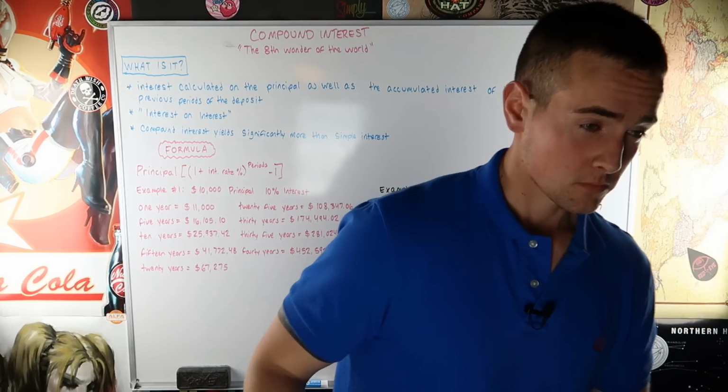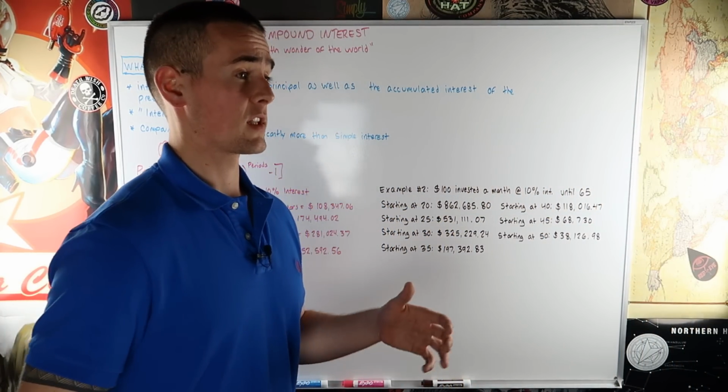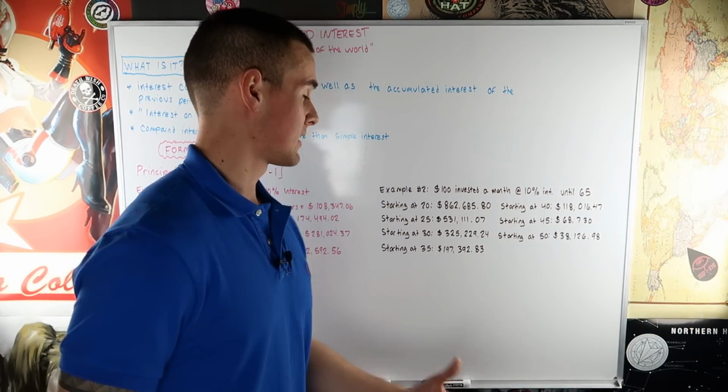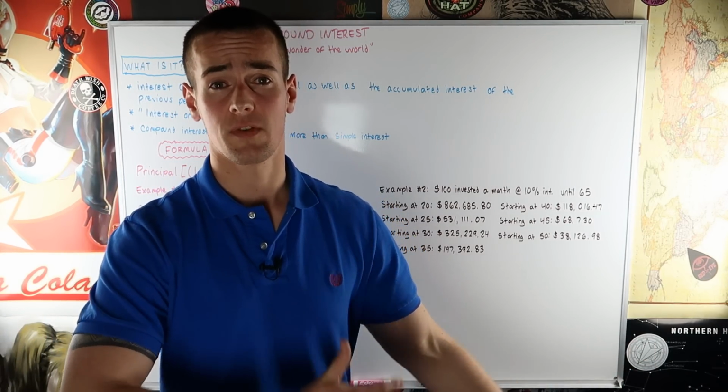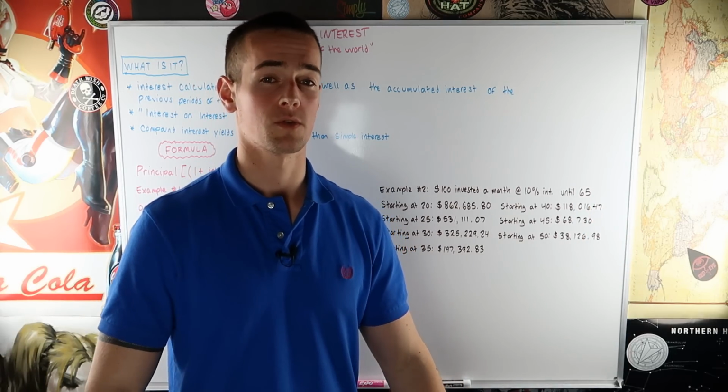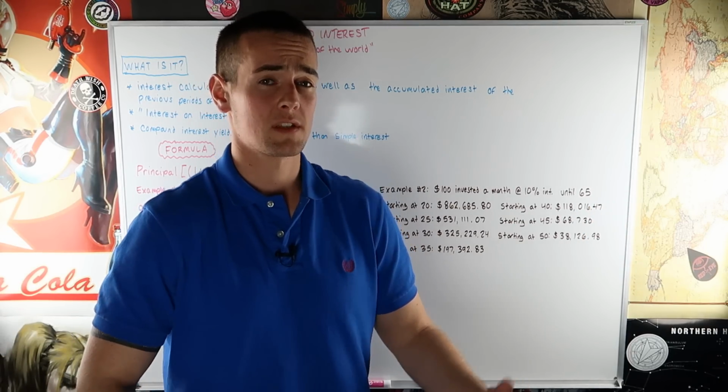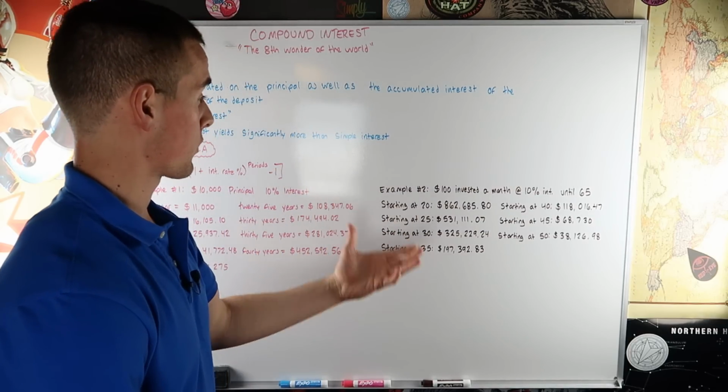Now, the next example is a little more realistic for you guys, because let's be honest, who has $10,000? Let's say you want to invest for 45 years. You want to retire at 65 years old. Who has 10 grand at 20 years old? That's not a very, you know, realistic situation. So this one should be more realistic for you guys.